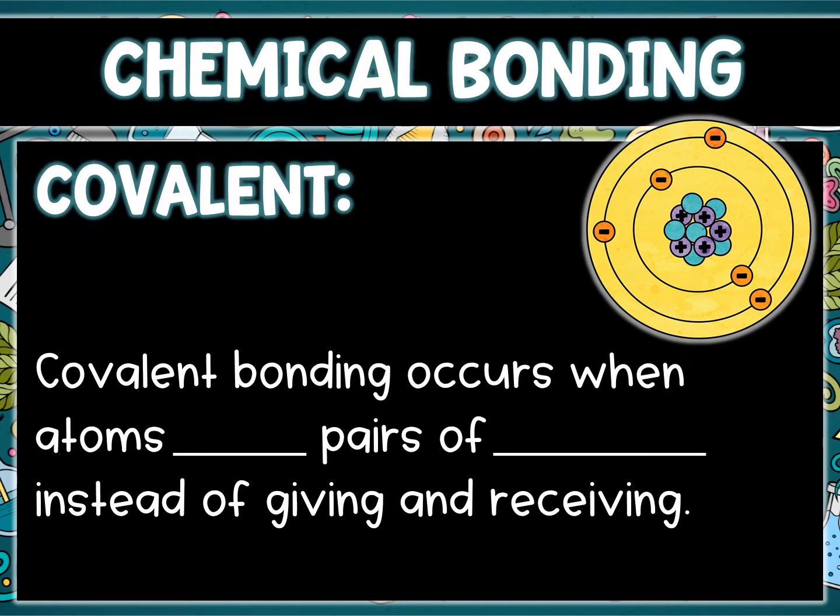So cover up all the metals on your periodic table. That's most of the periodic table. The covalent bonding, the sharing, the nonmetals only share with themselves. So covalent bonding occurs when atoms share electrons instead of giving and receiving. And they don't necessarily share equally.